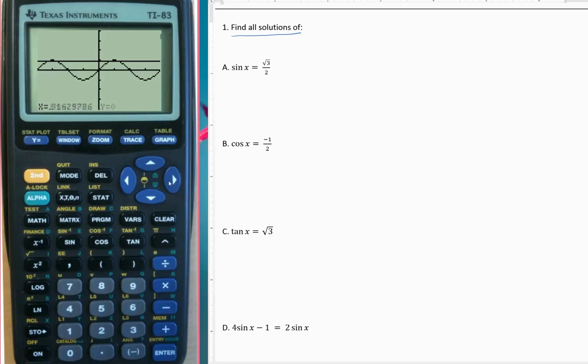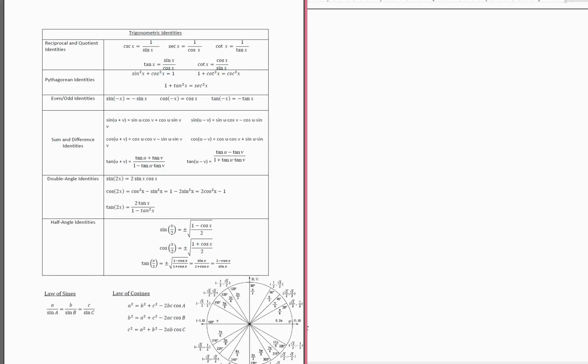Now, just to kind of show you what's going on, I want to zoom in close here. So there's our sine curve going up. And there's our square root of 3 over 2. We actually see that it hits in 2 spots. Okay? Now, we can use our unit circle. So I'm going to pull up our unit circle to find where this happens.